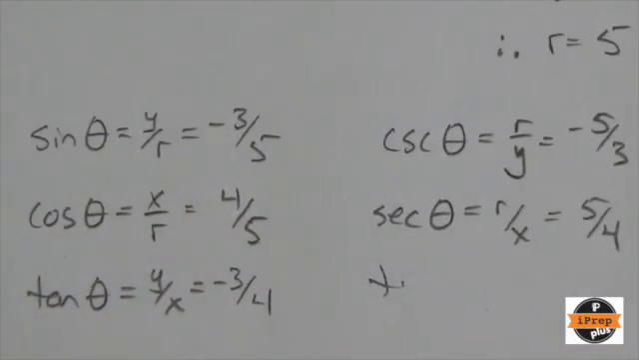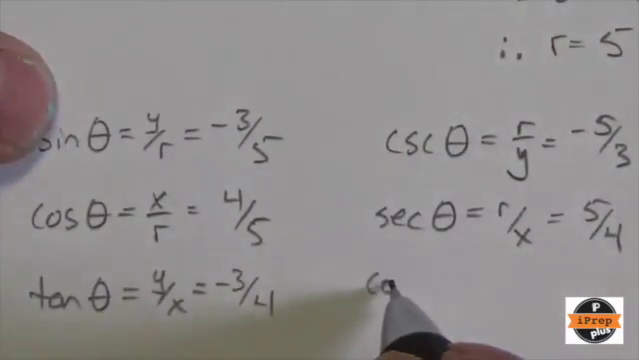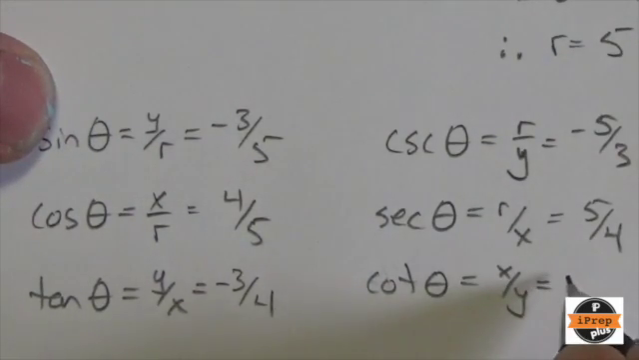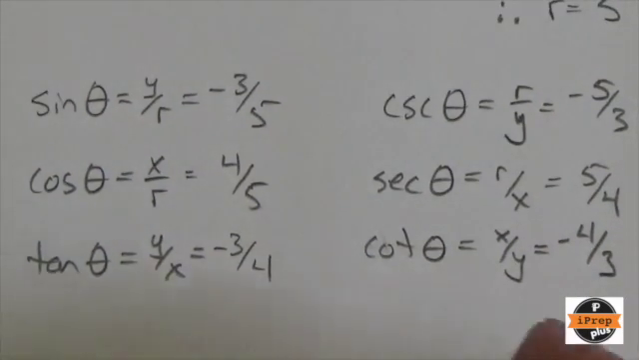Whoops, sorry, I was going to write tangent again. That's not what I want to write. Cotangent. Cotangent is going to be x over y, and so in this case 4/-3, but I can move that negative wherever I'd like, so I'll make that -4/3. And so those are the 6 trigonometric ratios that we're looking for this rotation angle.